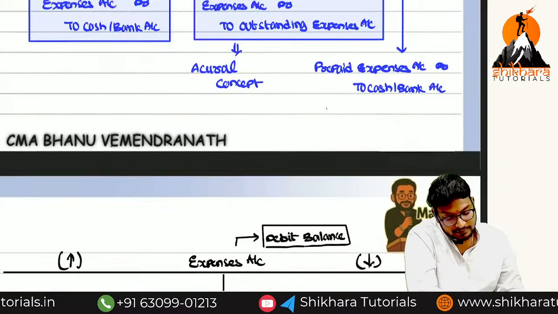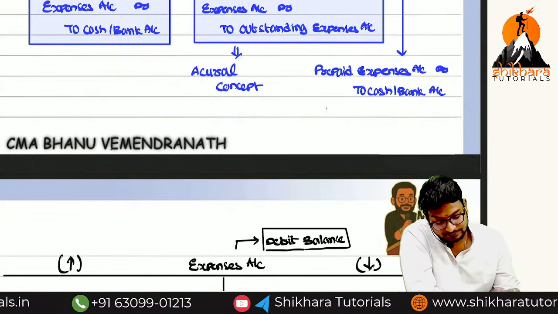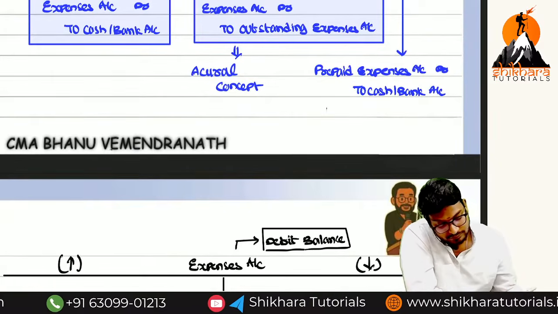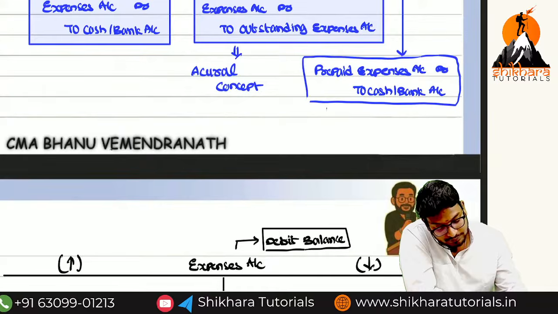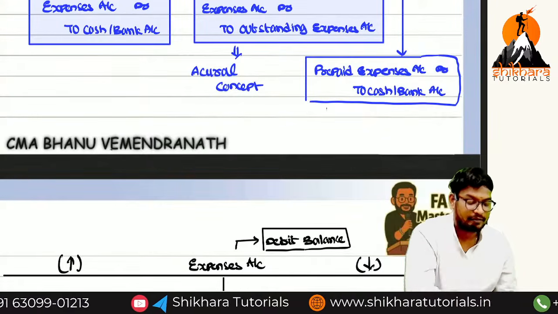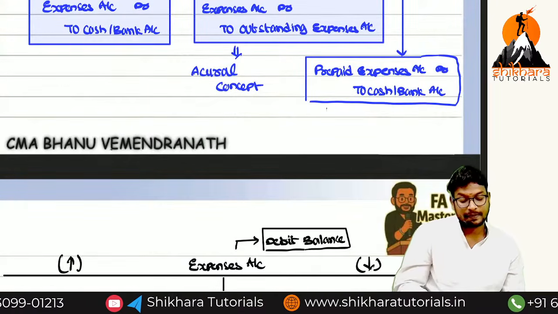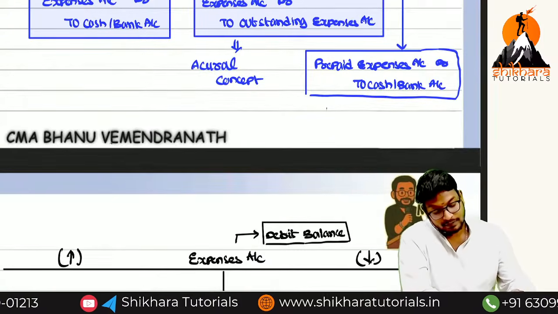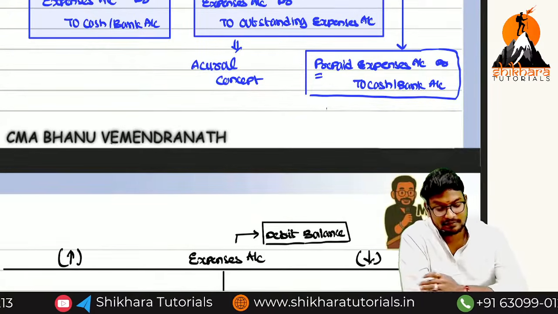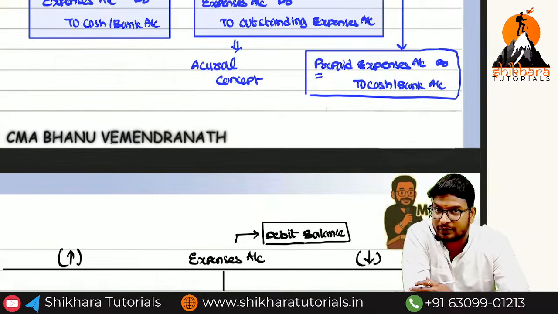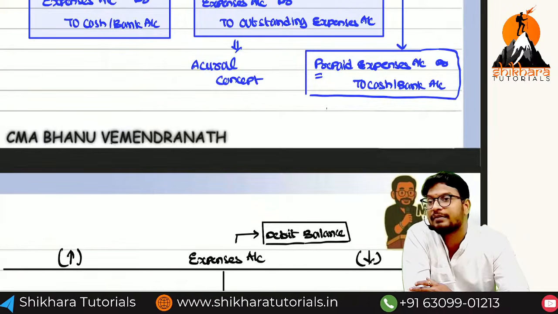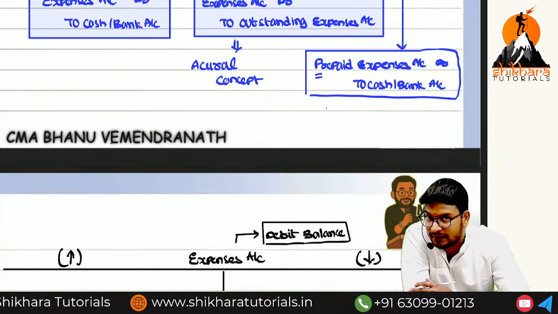And next, what is the entry for the prepaid? Prepaid expenses account debited to cash or bank account. So here, because of this prepaid expense, whether it is related to the current year or not, it is not related to the current year, so the expenses value will decrease.